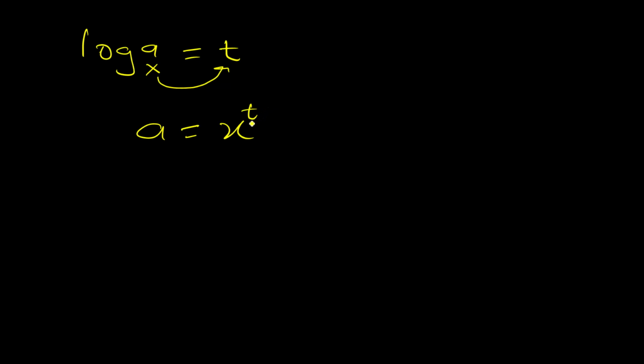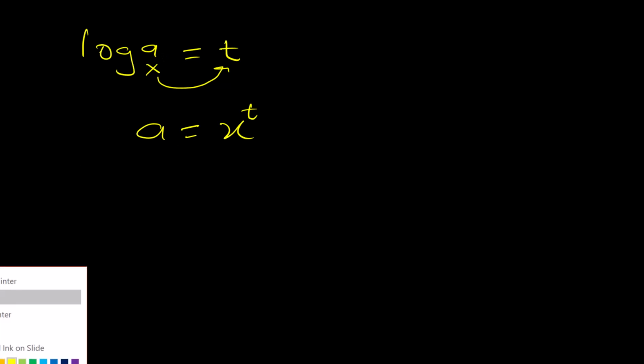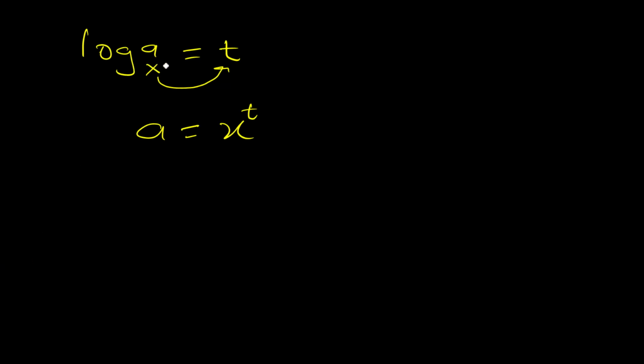Consider log a to base x equals t. So by the definition of log, this base will be raised to this, so my a will be x exponent t. Now the base can never be 1, so x is not equal to 1.